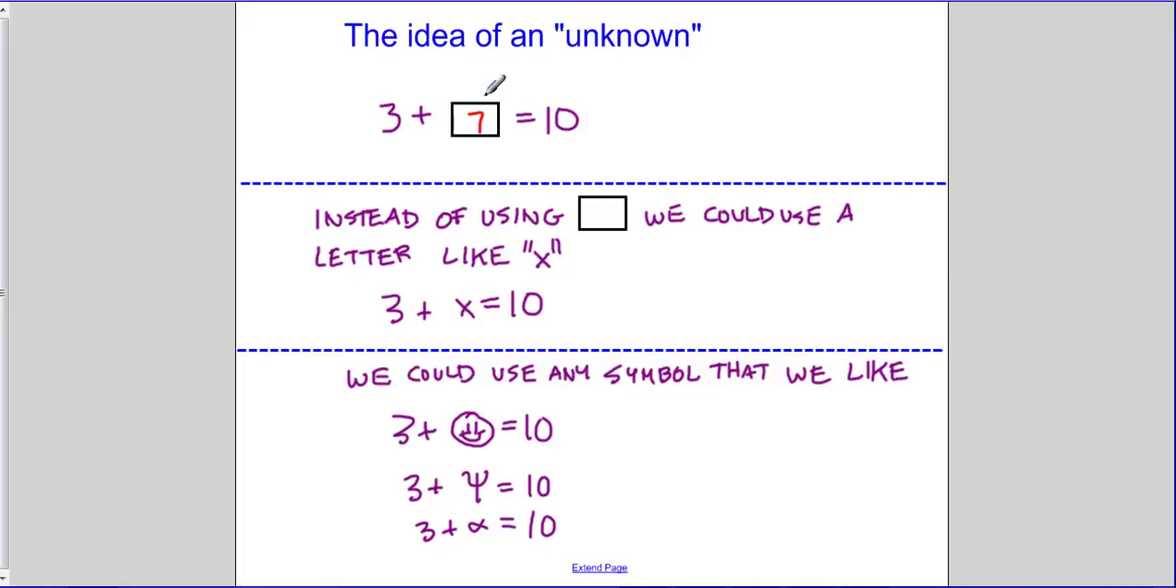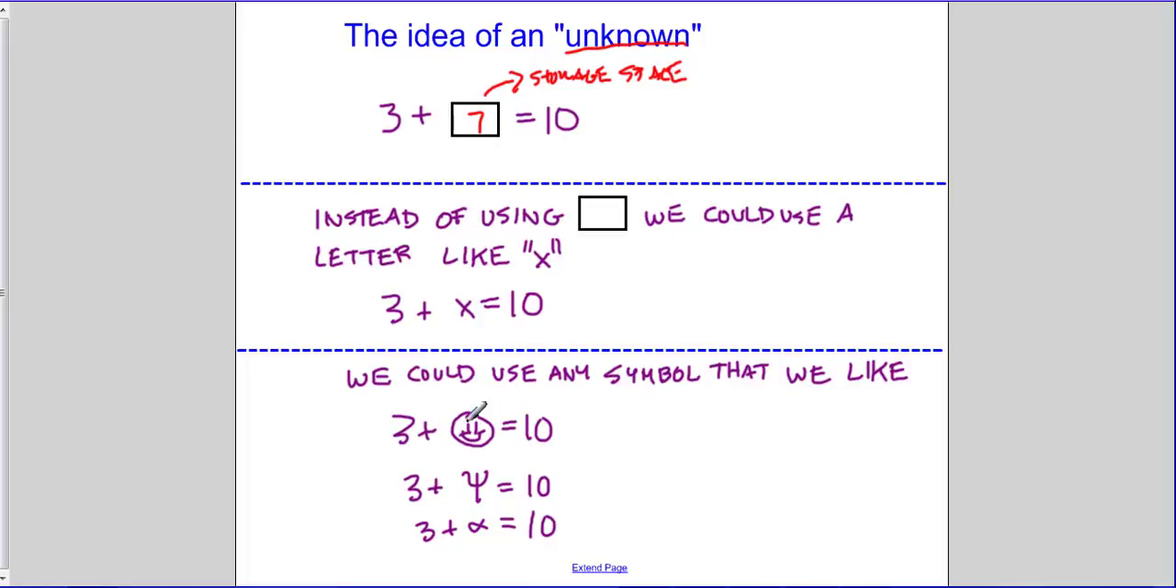And I can think of the box as a storage space. In this case, it must take a particular value, but initially I didn't know what that was, so I call this an unknown. Now, instead of using a box, we could use a letter like x to represent our unknown storage space. And this is what we usually do. So 3 plus x equals 10 is the same thing as 3 plus box equals 10. In fact, you could use any symbol that you like here.